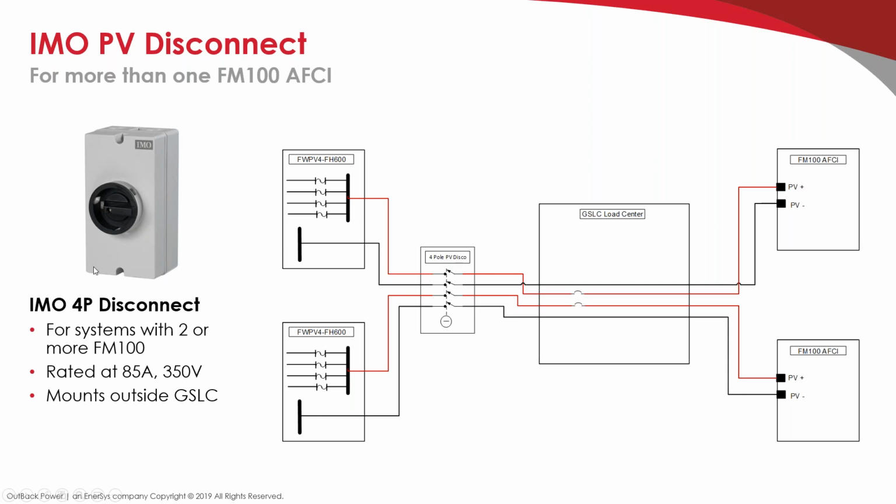So if you have two charge controllers, you could use this low-cost IMO switch to open up both positive and negative PV. You could alternatively use really any 2-pole disconnect. It doesn't have to be the IMO, but we wanted to offer this one. Or of course you could use a 2-pole breaker as an alternative. So there's a number of ways of complying with this, and depending on the way that your AHJ interprets that code, it may be required moving forward.